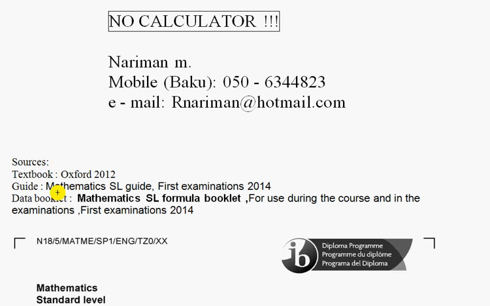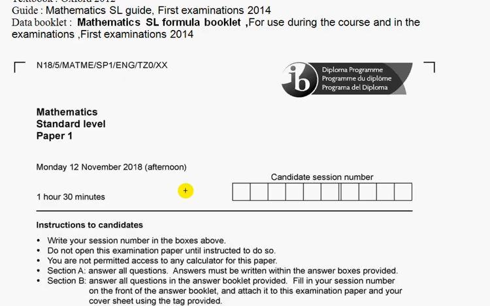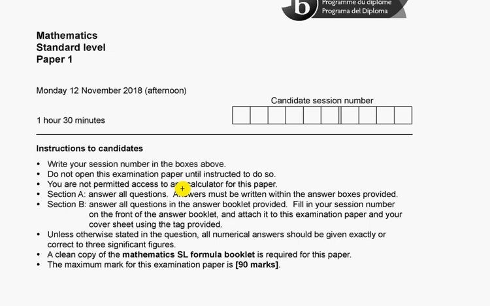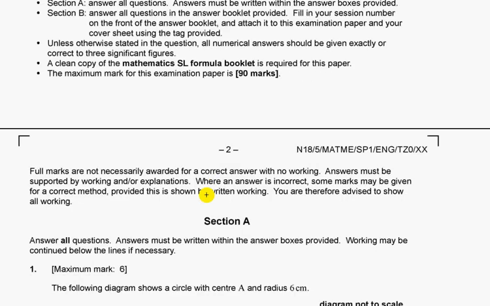The main sources for the exam will be the textbook from Oxford 2012, the Mathematics SL Guide, first examination 2014, and you should be very well aware of the information inside the data booklet because it contains formulas. So, the Mathematics SL formula booklet. This is the cover page. The exam is for 1.5 hours. Let's start.